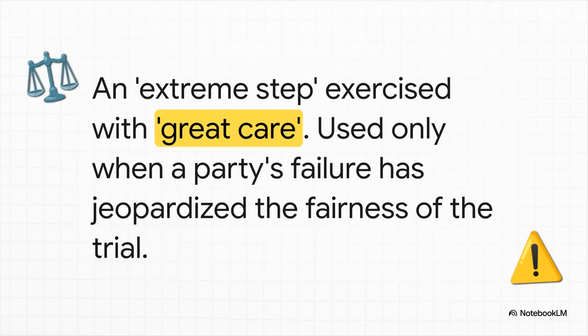And that gives us the formal test, which you'll see in cases like Alder versus Koo. This power to grant summary judgment is an extreme step. It's only exercised with great care and extreme caution, and only when that failure has genuinely jeopardized the fairness of the trial itself. The bar is set very, very high.